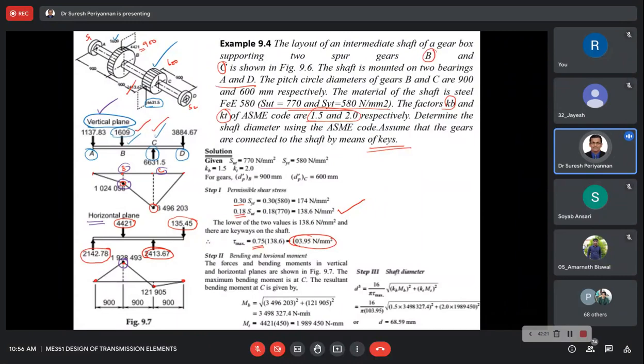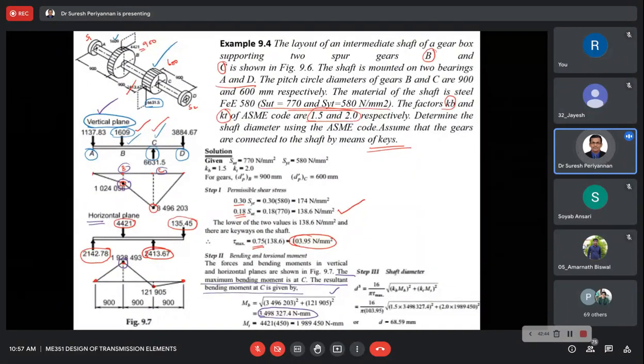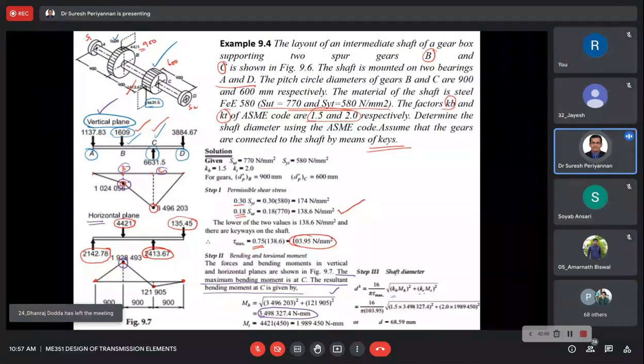Then at point C, whichever is the maximum bending moment will be considered for our design. Here, the resultant bending moment at C is maximum, hence that can be considered for our design purpose. This is the maximum resultant bending moment at point C, considered for our design of the shaft. As per the ASME code, we have to introduce the KB and KT values inside the square root. Then finally, we find the diameter of the shaft is 68.59 mm.